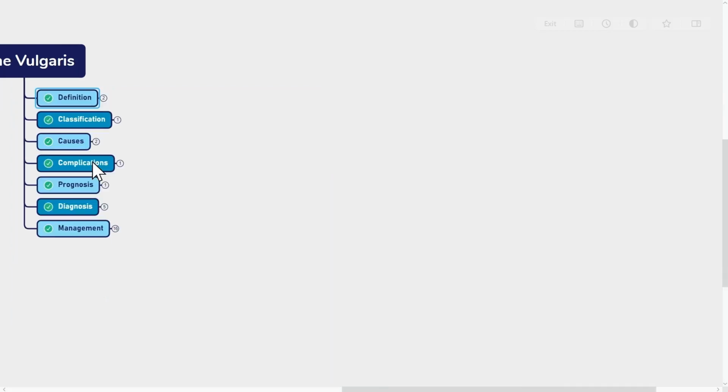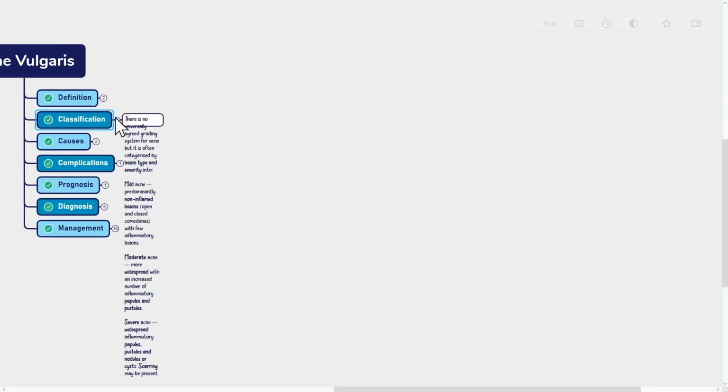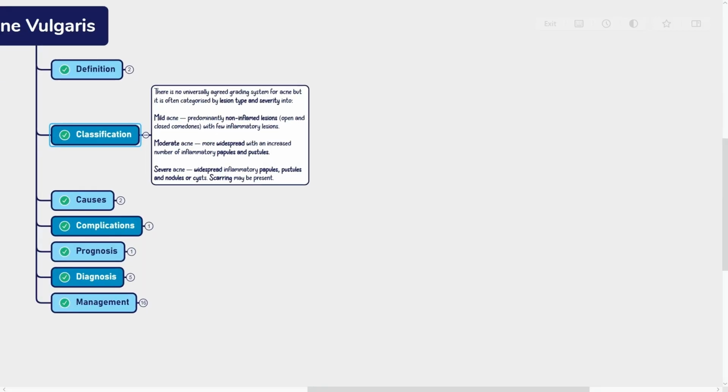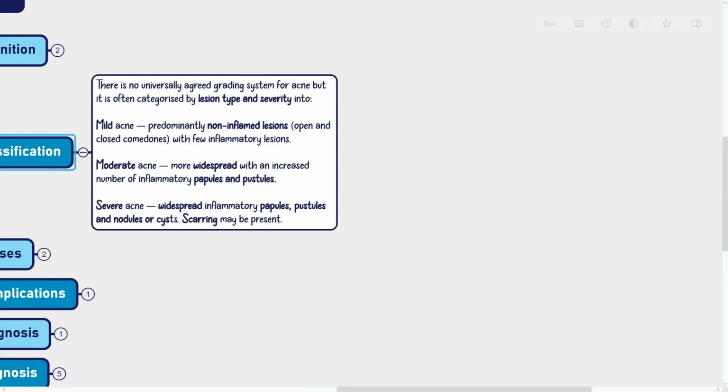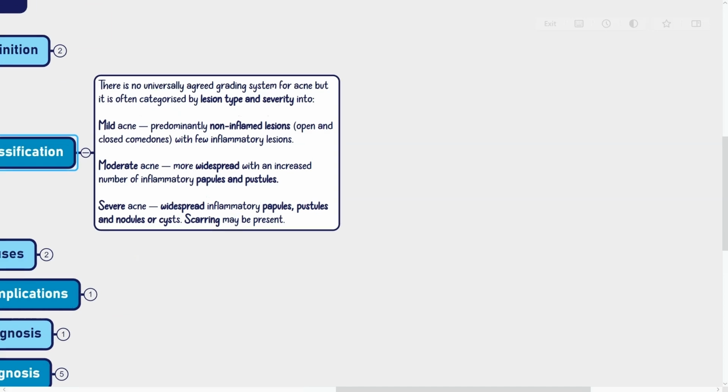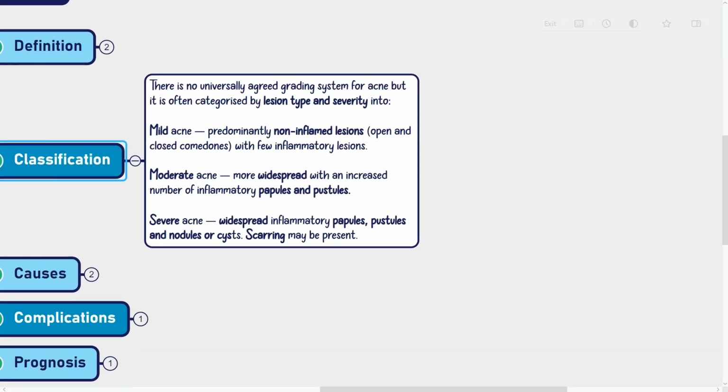Classification. There is no universally agreed grading system for acne, but it is often categorized by lesion type and severity into mild acne, predominantly non-inflamed lesions, open and closed comedones, with few inflammatory lesions. Moderate acne, more widespread with an increased number of inflammatory papules and pustules. Severe acne, widespread inflammatory papules, pustules, and nodules or cysts. Scarring may be present.